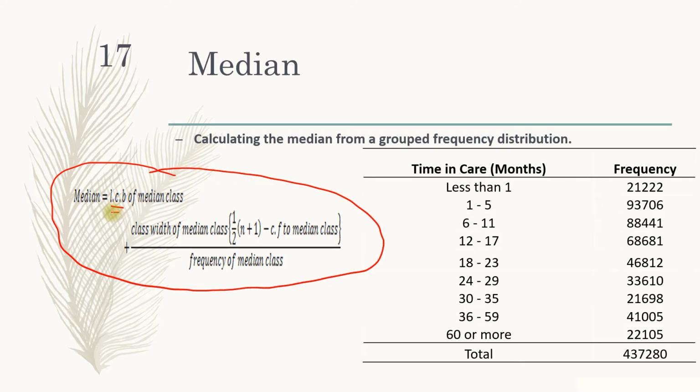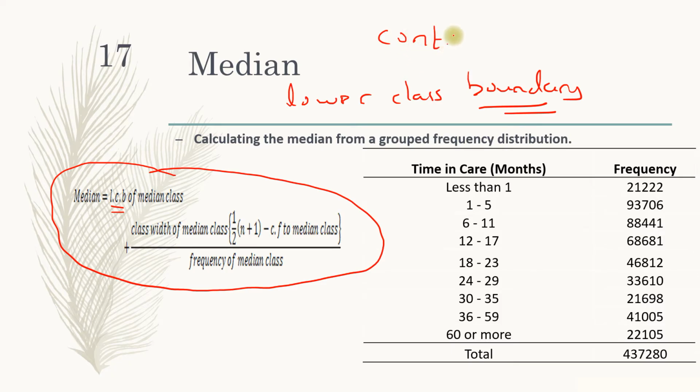The first thing is you will see that there is a term LCB. LCB means lower class boundary. This term, lower class boundary, says a lot about this formula. It means that when you are computing the median, you are not referring to lower class limits, but you are referring to lower class boundary, which means that your data is assumed to be continuous. If your data is not continuous, your first step would be to convert your data into a continuous distribution. I will continue on that in a moment.